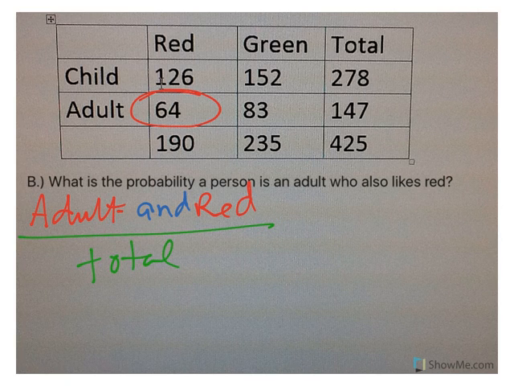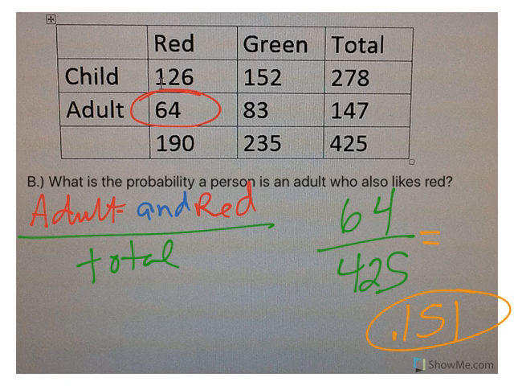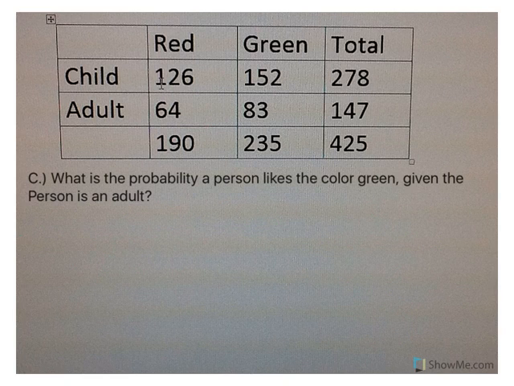So adult and red is 64 out of the total 425. Now, to change that to a decimal, we divide and we end up with 0.151 to the nearest thousandths. Part C, what is the probability a person likes the color green given the person is an adult?